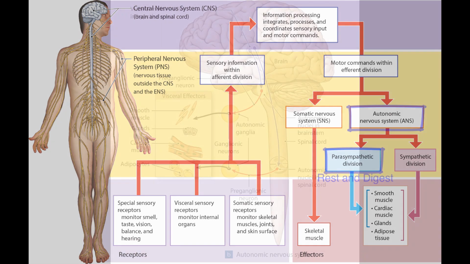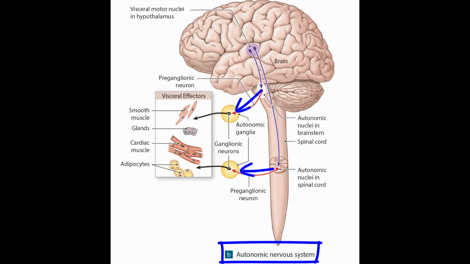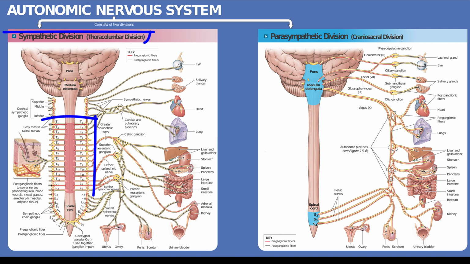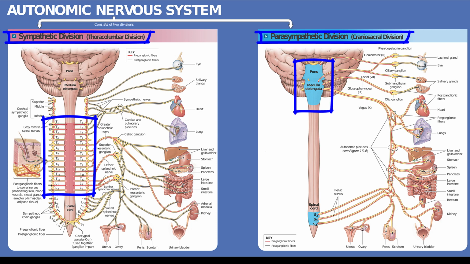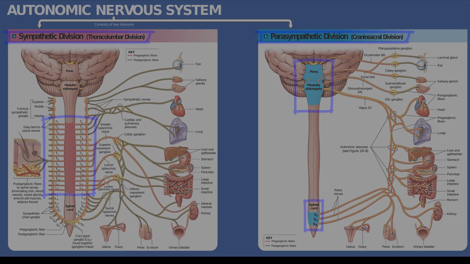The ANS is organized with preganglionic neurons that synapse with postganglionic neurons in the autonomic ganglia. Sympathetic fibers arise from the thoracic and lumbar regions of the spinal cord, while parasympathetic fibers arise from the pons, medulla oblongata, and portions of the sacral region of the spinal cord.